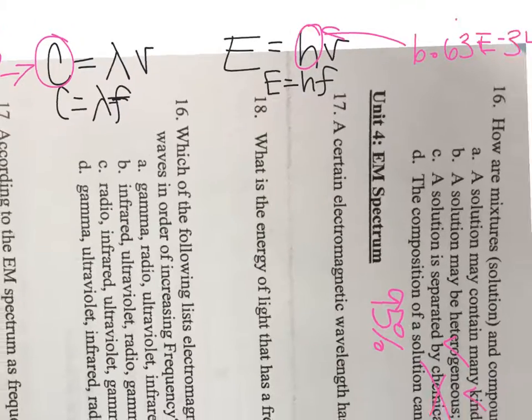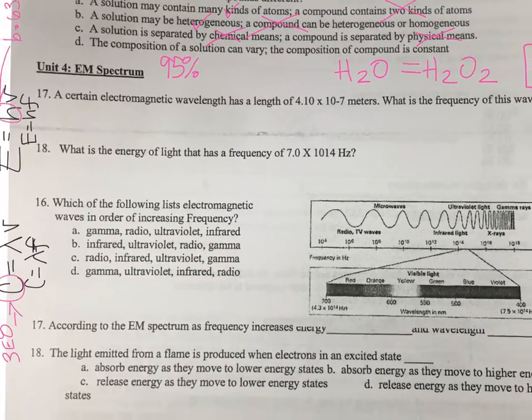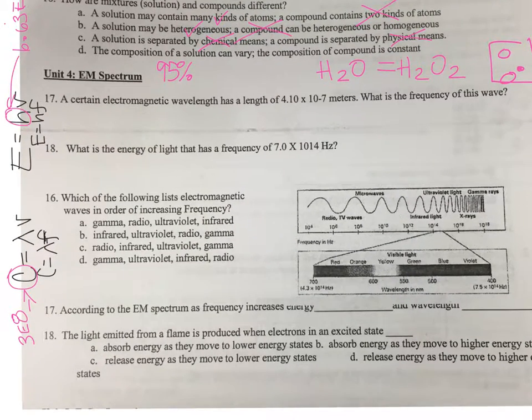Okay, so we're going to flip this sideways again. Let's look at this. I am not going to calculate these for you. I think you guys should be able to handle that. I'm just going to give you the layout. The first one says a certain electromagnetic wavelength has a length of 4.10 times 10 to the negative 7. Sorry, that wasn't an exponent. What is the frequency? So we're looking for frequency.